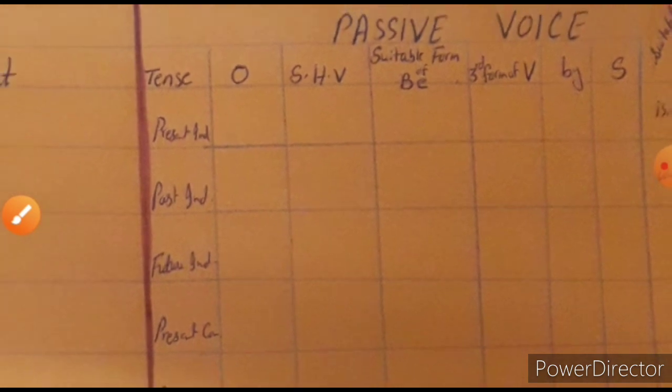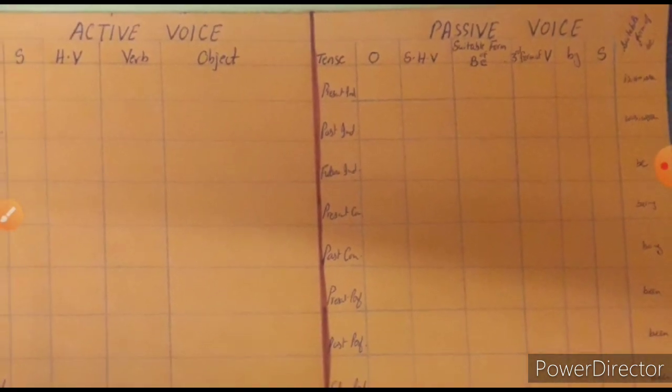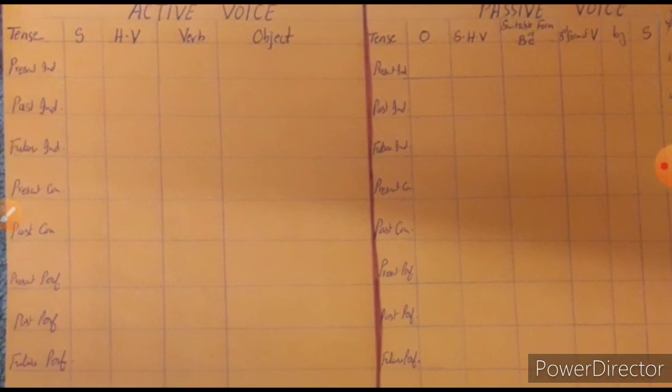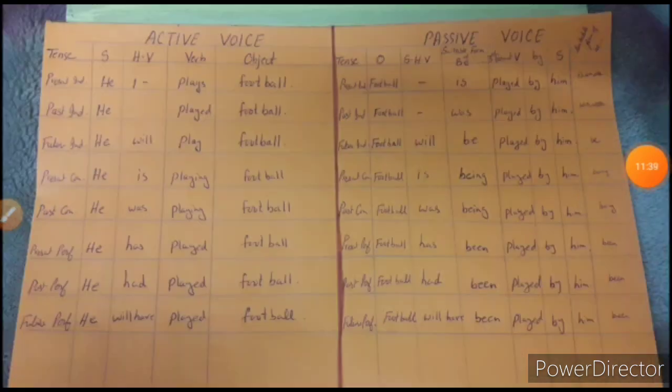Okay, now we are going to focus on the page. This is the page that we have. Now we are going to take one sentence and convert it into various forms, and that is how you're going to understand how to change it into the passive voice. Okay, now here we are. I have filled this page.